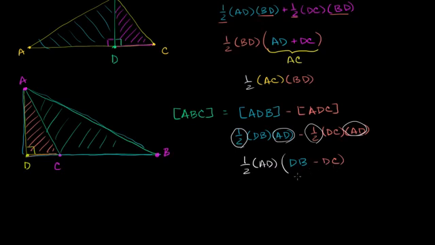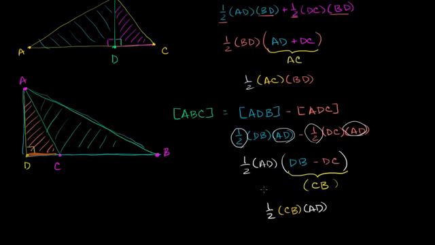Now what is DB minus DC? Well, DB is the length of this whole thing, and if you subtract from that the length DC, you're going to be left with CB. So this character right over here is CB. And so the area of ABC is going to be equal to 1/2 times CB, I'm just switching the order of multiplication, 1/2 times CB times AD.